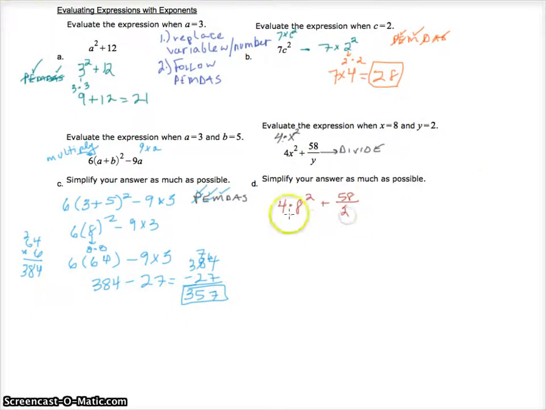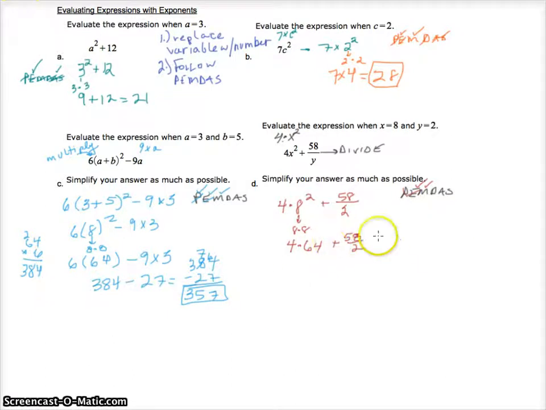So now I need to go through my order of operations. Parentheses, exponent, multiply, divide, add, subtract. Do I have any parentheses? No, I do not. Do I have an exponent? Yes, I do. It is 8 times 8 again. So I'll have 4 times 64 plus 58 divided by 2. I have multiply.